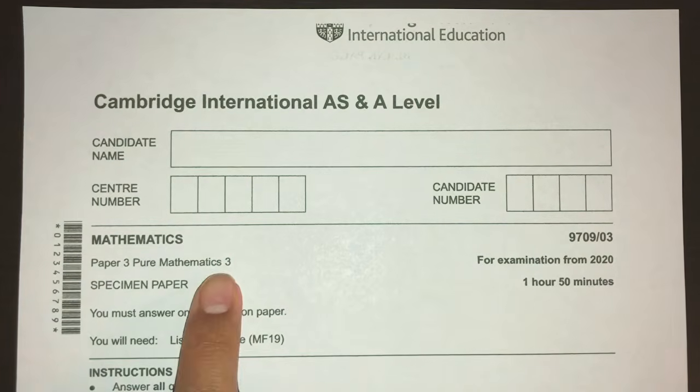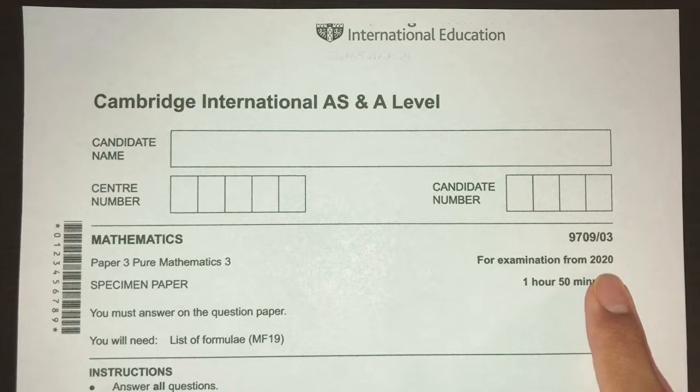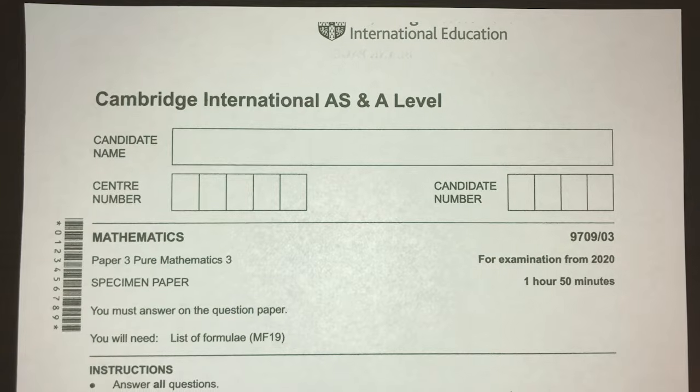This one is paper 3 for A-level math, and this is the specimen paper for the year 2020. So this video will be really detailed so that you can understand how to solve each question properly. So with that being said, let's move on to question number 1.